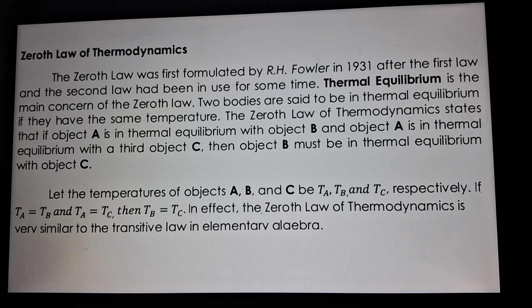The zeroth law of thermodynamics states that if object A is in thermal equilibrium with object B and object A is in thermal equilibrium with a third object C, then object B must be in thermal equilibrium with object C. So it is connected.